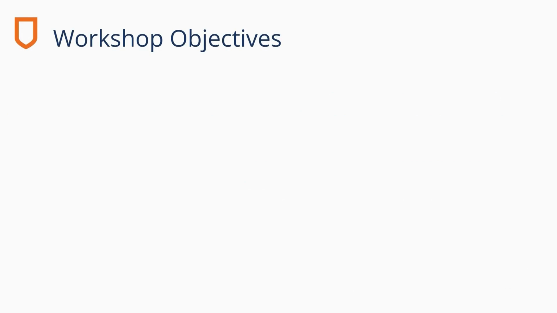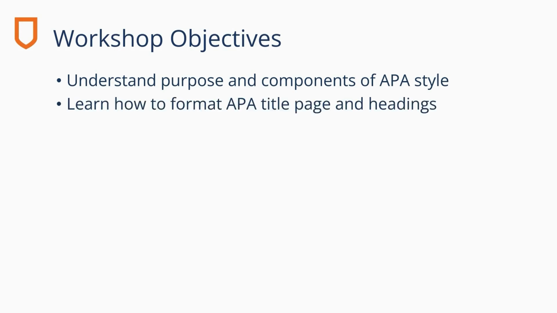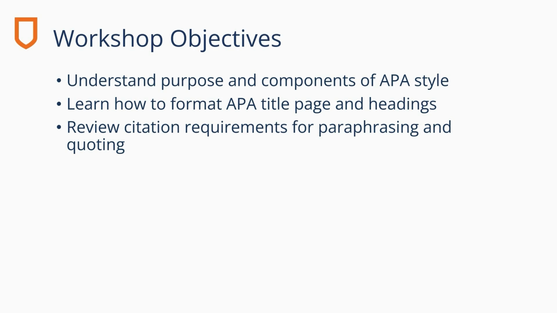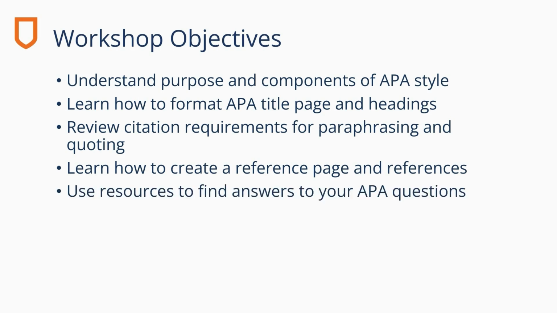For each component of APA style today, we'll touch briefly on its purpose so you can understand why you have to use these guidelines. We'll learn how to format an APA title page and headings, as well as other aspects like an abstract. We'll review how to cite, whether paraphrasing or quoting, as well as how to create a reference page and the references that accompany it. And I'll also give you some tips for how you can use resources like those on your handout to find answers to your many APA questions.